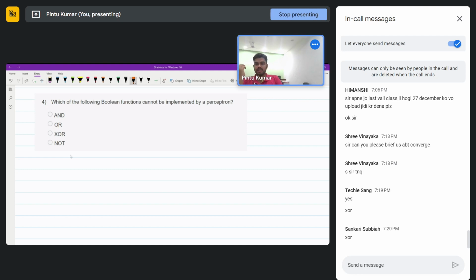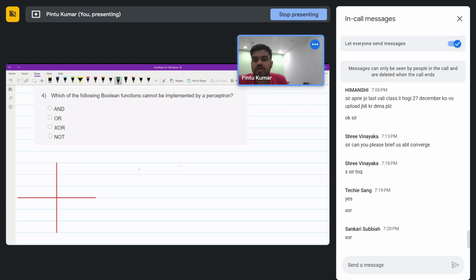Okay. So let's try to draw all four of them. Now what does AND do? 0 and 0 is 0. So I'll write 0 over here. For AND, 1 and 0 is also 0. So this is also 0. This point will also be 0. And 1 and 1 is 1. So this will be 1. So can we separate them via a line? Yes, we can draw a line over here and we can very well separate them.